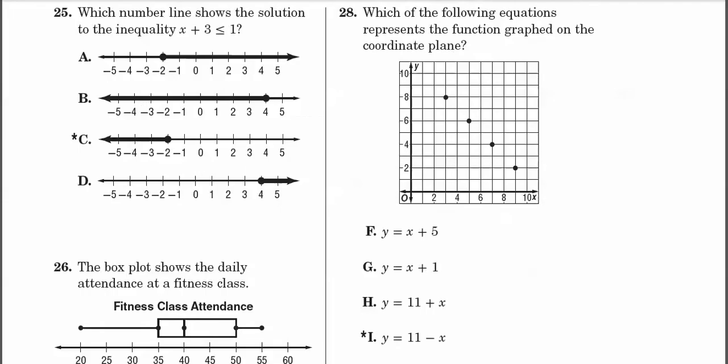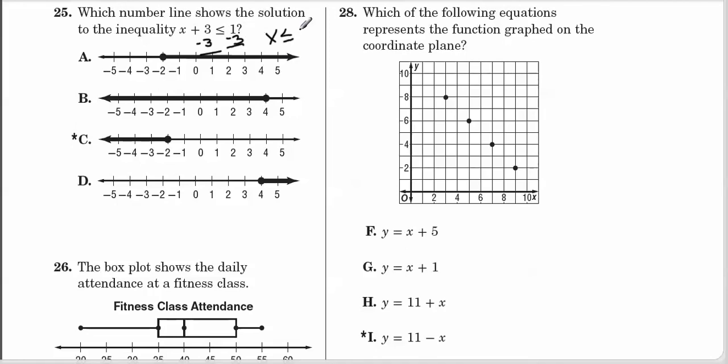Okay, let's look at 25 next. Which number line shows the solution to the inequality? X plus 3 is less than or equal to 1. Well, we first have to take 3 away from both sides. So 1 take away 3 is actually negative 2. So think about this. If I have $1 in my pocket and I spend $3 by swiping my debit card, I'm $2 in debt, okay?